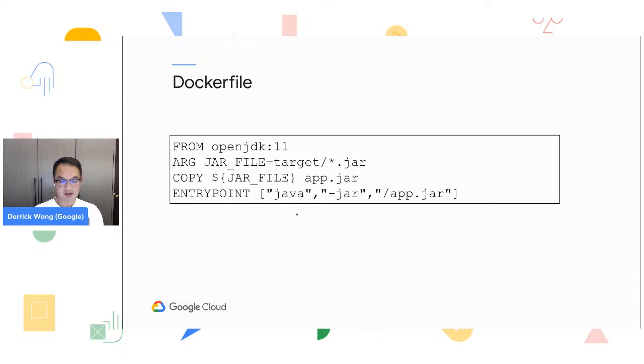This is the simplest Dockerfile for a Spring Boot application. As you can see, only four lines. The first is the base image, inherited from the OpenJDK base image. Then define the variable JAR_FILE, which helps you specify the target jar file. Then copy the jar file to the corresponding location, and then the entry point, which is the command that you want to execute the application.